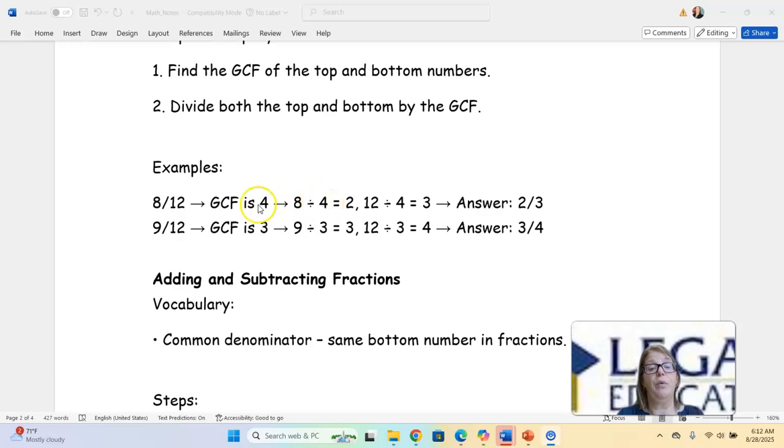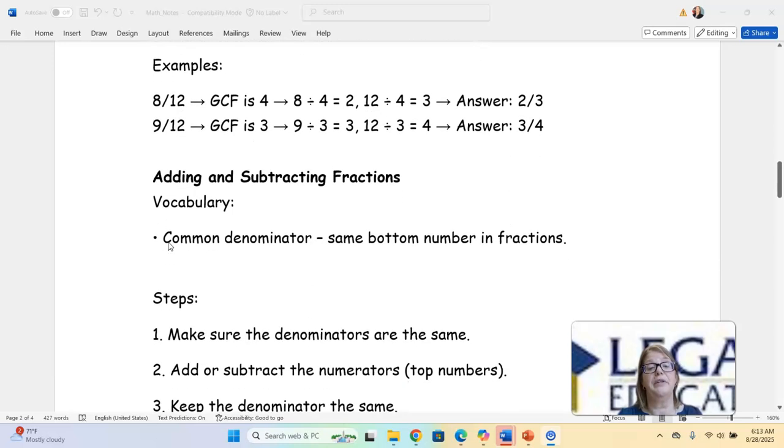So 8 divided by 4, which is your GCF here, and 12 divided by 4, which is your GCF here, and that comes up to 2/3. Why? Because 8 divided by 4 is 2, and 12 divided by 4 is 3. So your answer is 2/3. And then there's another example for you. Again, value in printing this out is that even if you have different numbers, you can still follow these steps.